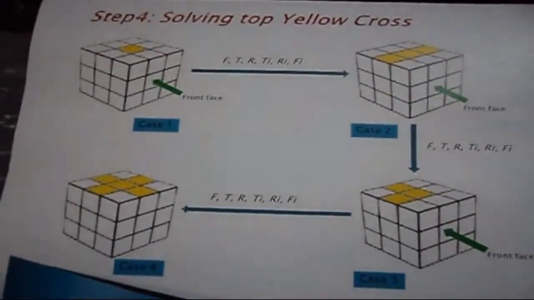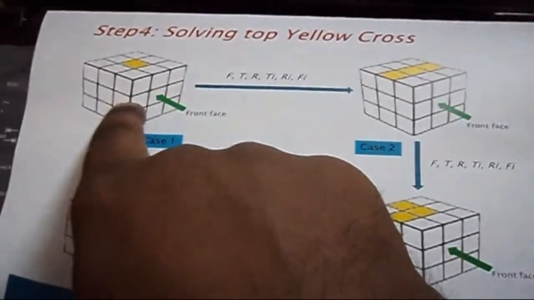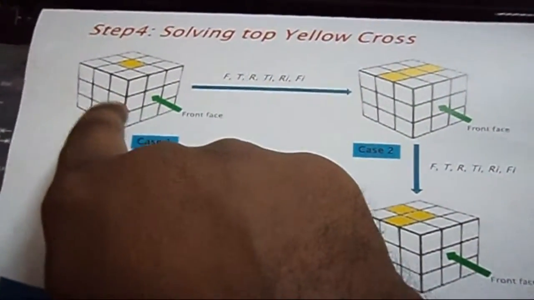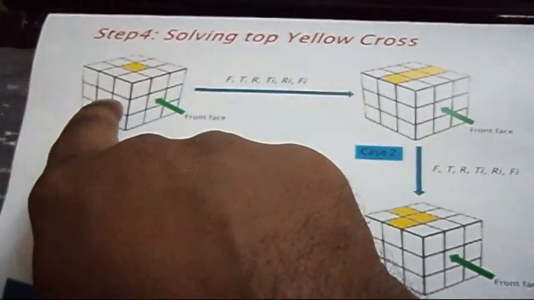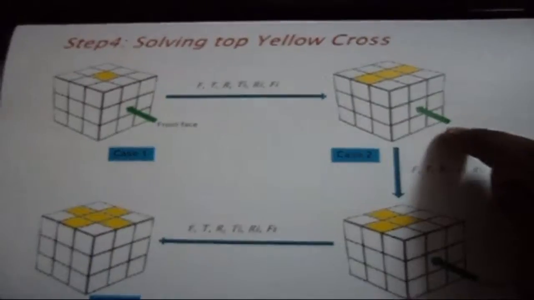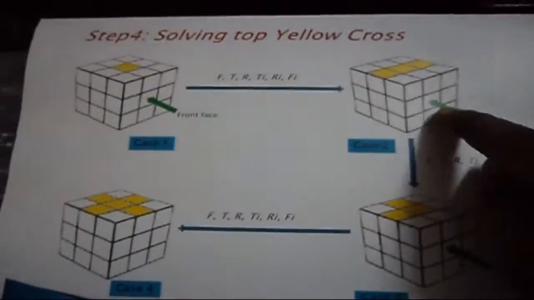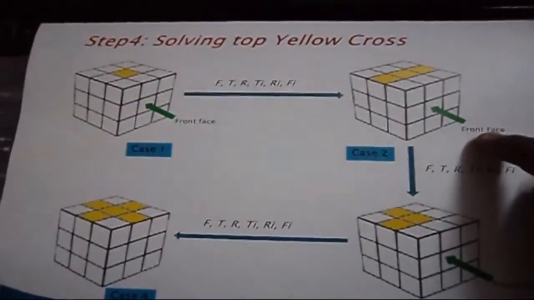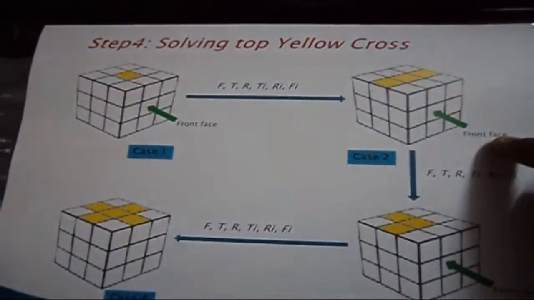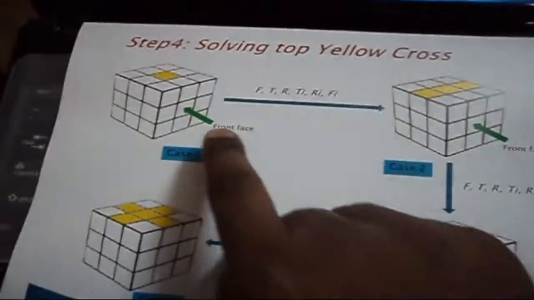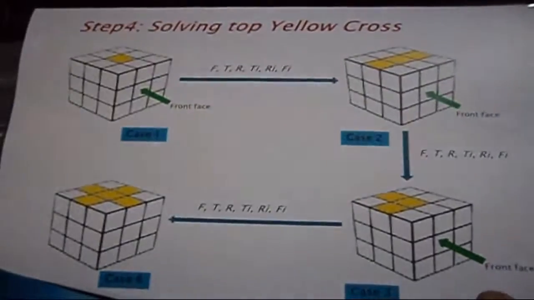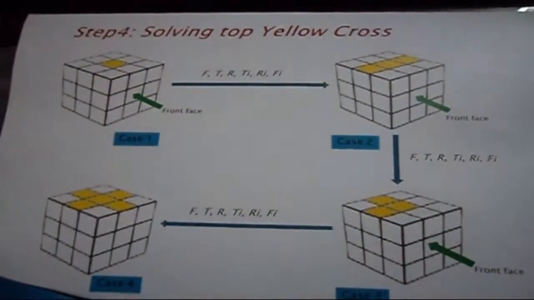So if you have a dot, I mean to say the yellow center on the top layer. If you see this cube, this particular cube has the yellow center, but not this one and not this one. This is a horizontal line if we take this as the front face. Similarly, we need to take this as the front face, and likewise this is the front face.